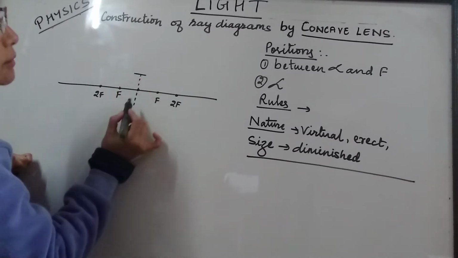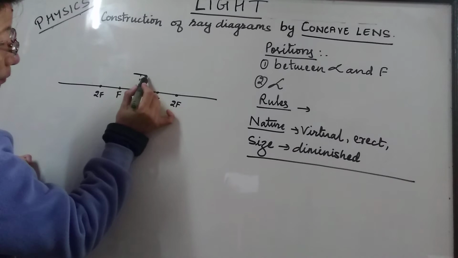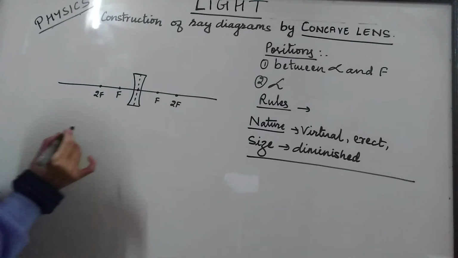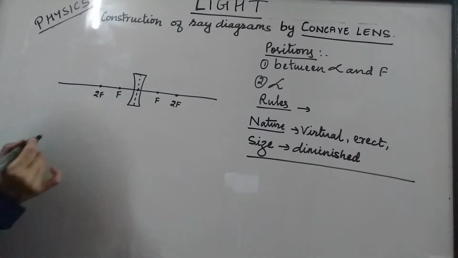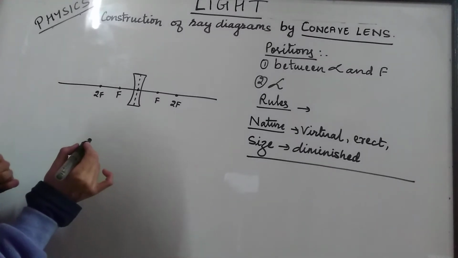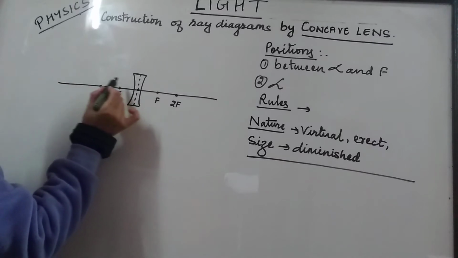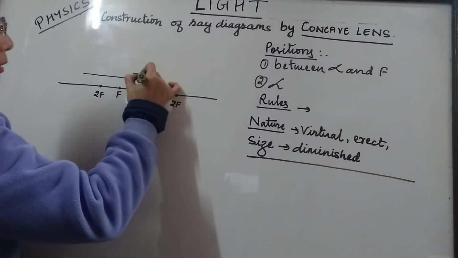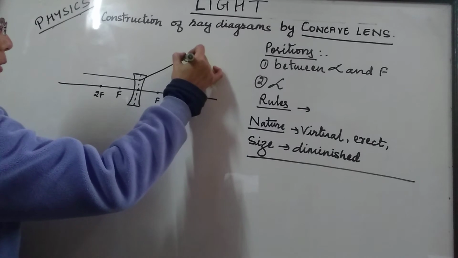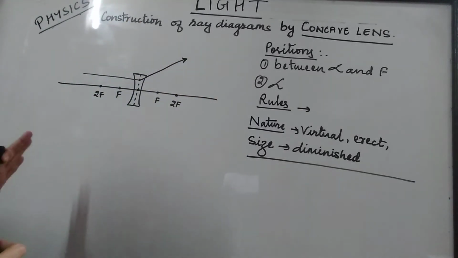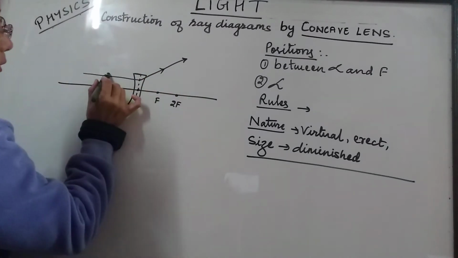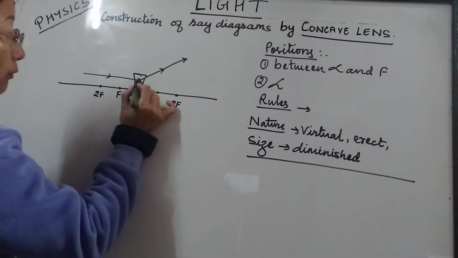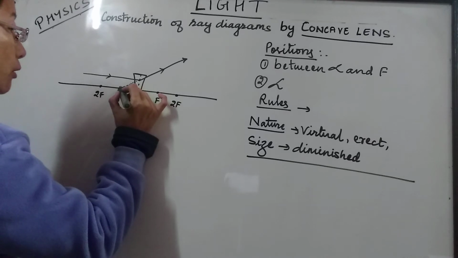This is the concave lens, thin in the middle and thick on the edges. Now let's see the rules. When the light rays are parallel to the principal axis, then after striking the lens, after refraction, the ray diverges away from the focus. It goes away, a diverging ray, and it appears to diverge from the focus. So if you produce it backward, it appears to come from the focus.